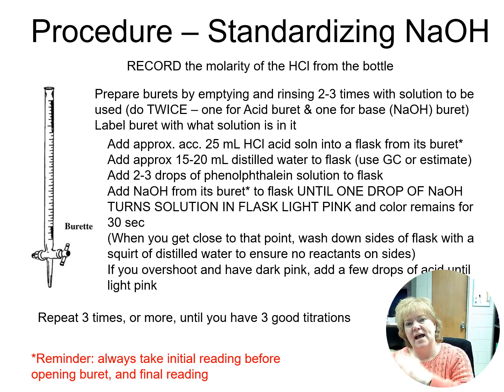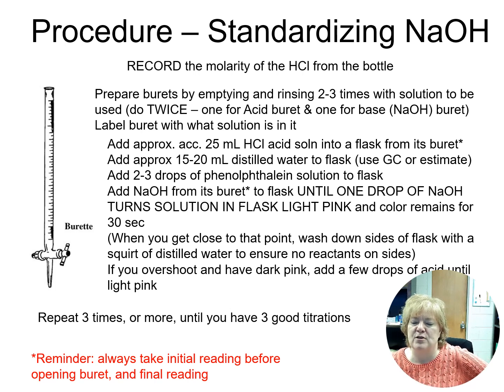And then you're going to start adding the NaOH from its burette, taking the initial burette reading first, until 1 drop of it turns it a light pink. And then that color has to remain for 30 seconds. So when you're getting close to that point, again, we've talked about how you add an initial amount of a certain percent so that you could get closer to it. But when you get close to that point, and you can tell by the fact that you've calculated or the fact that it's taking longer, it will turn pink but then go back to clear. And it takes longer to go back to clear. That's telling you you're getting closer and closer to your endpoint.